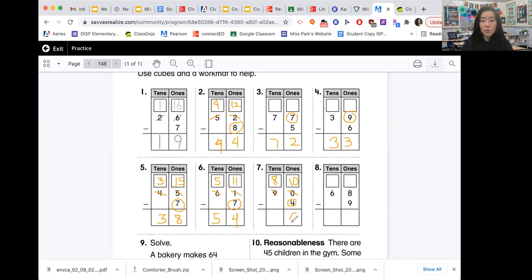10 minus 4 equals 6. 8 minus 0 equals 8. So your answer is 86. And then the last one, 68 minus 9.